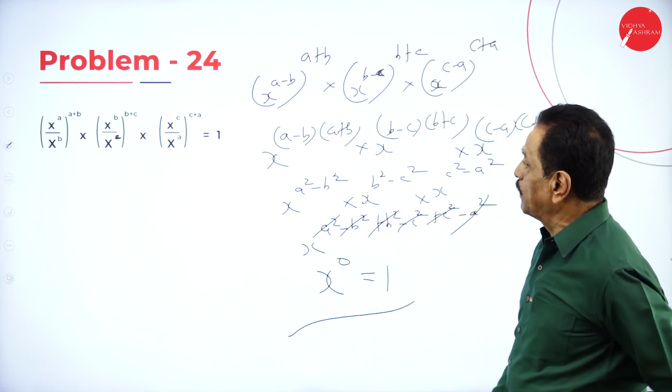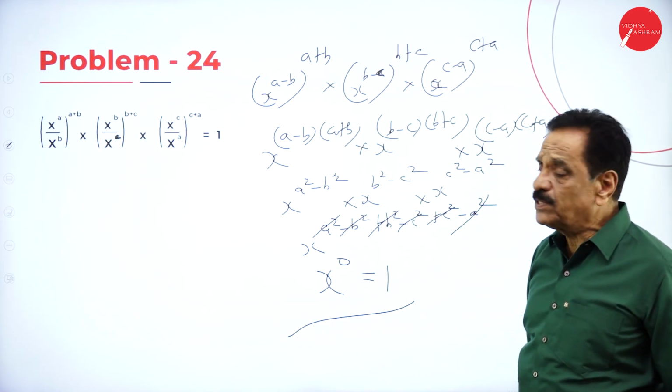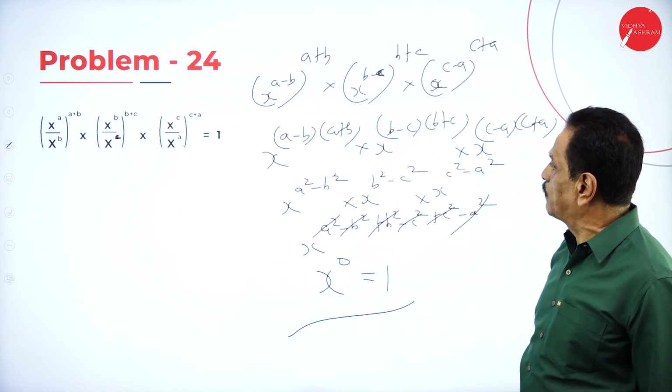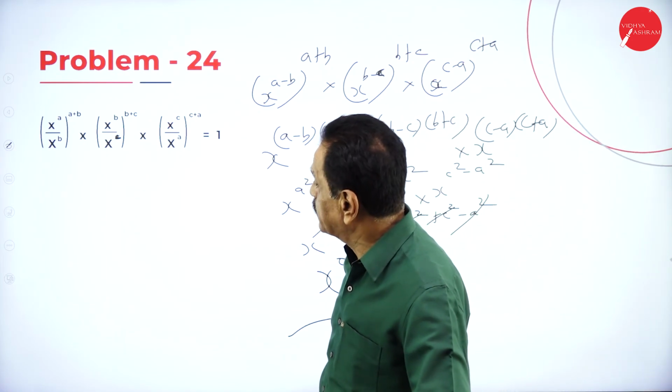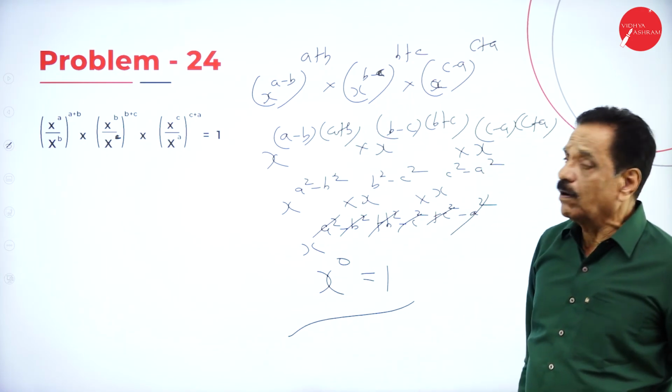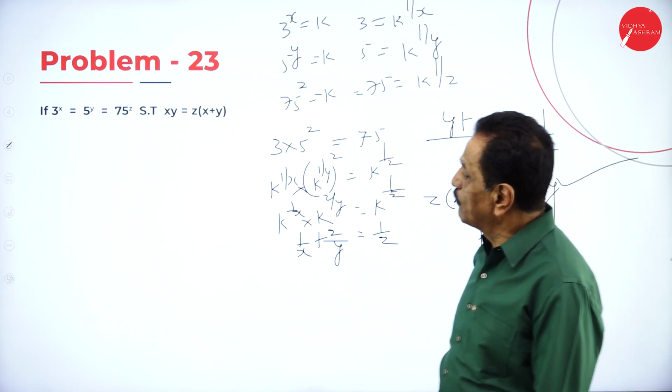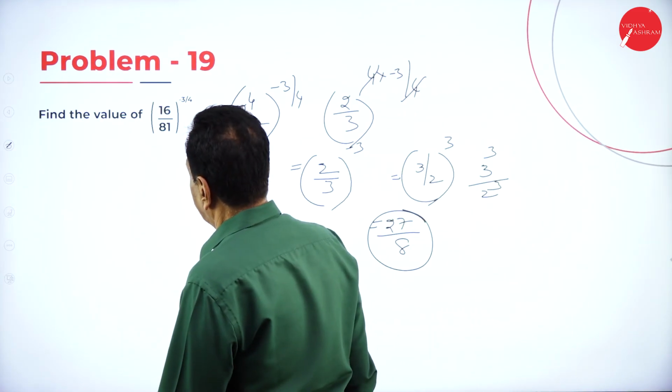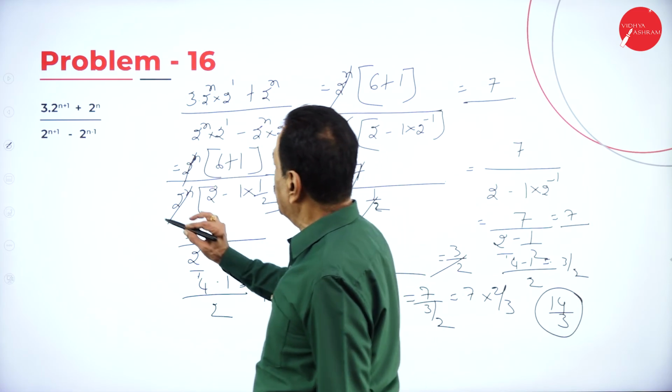So you must know the formula: a minus b into a plus b is a squared minus b squared. Hope you understand this problem. I have solved all the problems here. The second one, you may feel difficult here. Here you must be very careful.